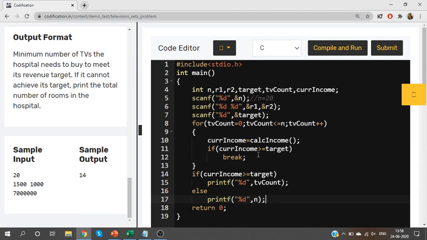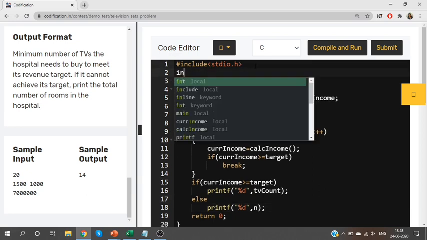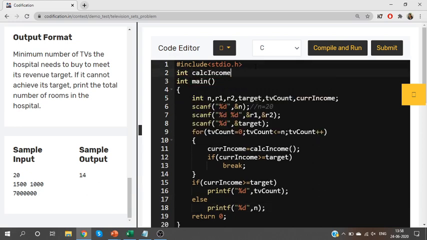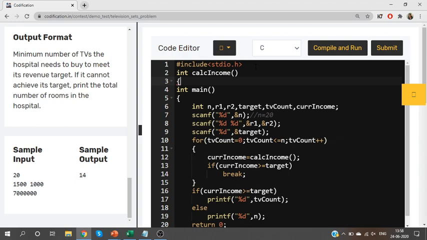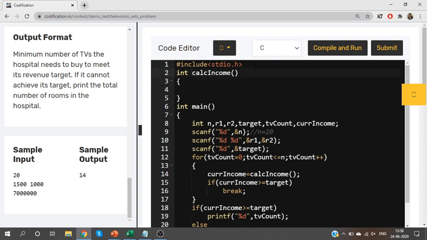Okay. So the next thing we are going to fill up is calculating the income. So I'll have it as a function here. Calculate income. We are calculating income for an entire year.